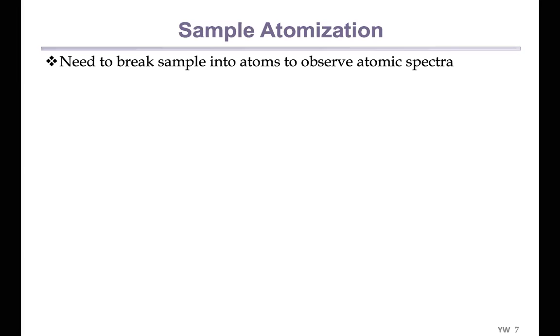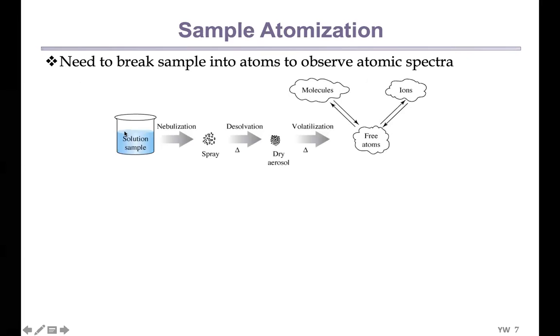So you have to go through a process to convert a solution to free atoms for the light to interact with. And how many different steps are involved here? Okay, this schematic shows the general steps.